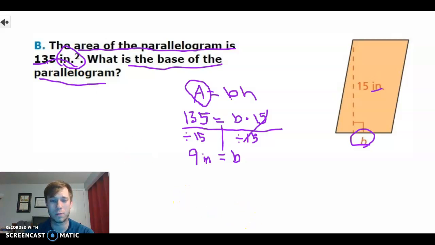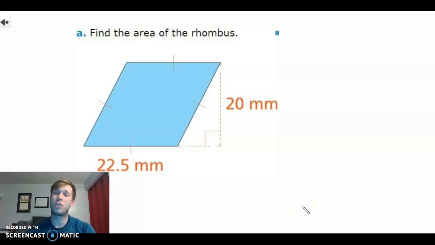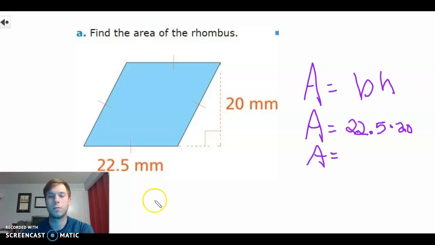Alright, I want you on your own to figure out what the area of this rhombus is. Go ahead and do that now. So for this one, we're going to have to use the formula for area of rhombus and parallelogram, which is area equals base multiplied by height. In this case, the base is going to be 22.5 millimeters, and our height is going to be 20 millimeters.